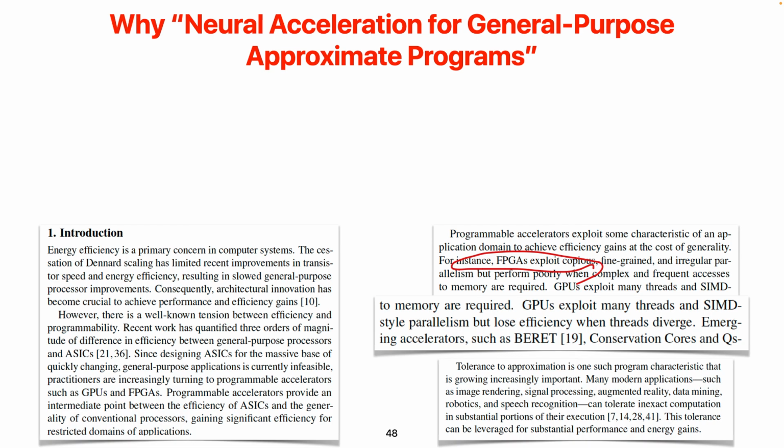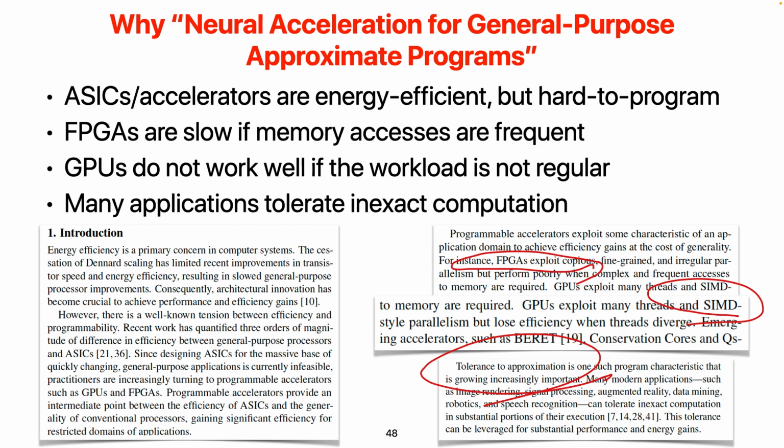And GPUs, right? They can only exploit SIMD parallelism, but they have limited capacity on other workloads, right? So some applications allow approximation, right? So it turns out these are the reasons we want to care about this paper. Accelerators are energy efficient but hard to program. FPGAs are slow if the memory access is frequent. In fact, a lot of applications need memory access, right? So FPGA is slow that way. And GPU doesn't work well if the workload is not regular. And many applications tolerate inexact computation.